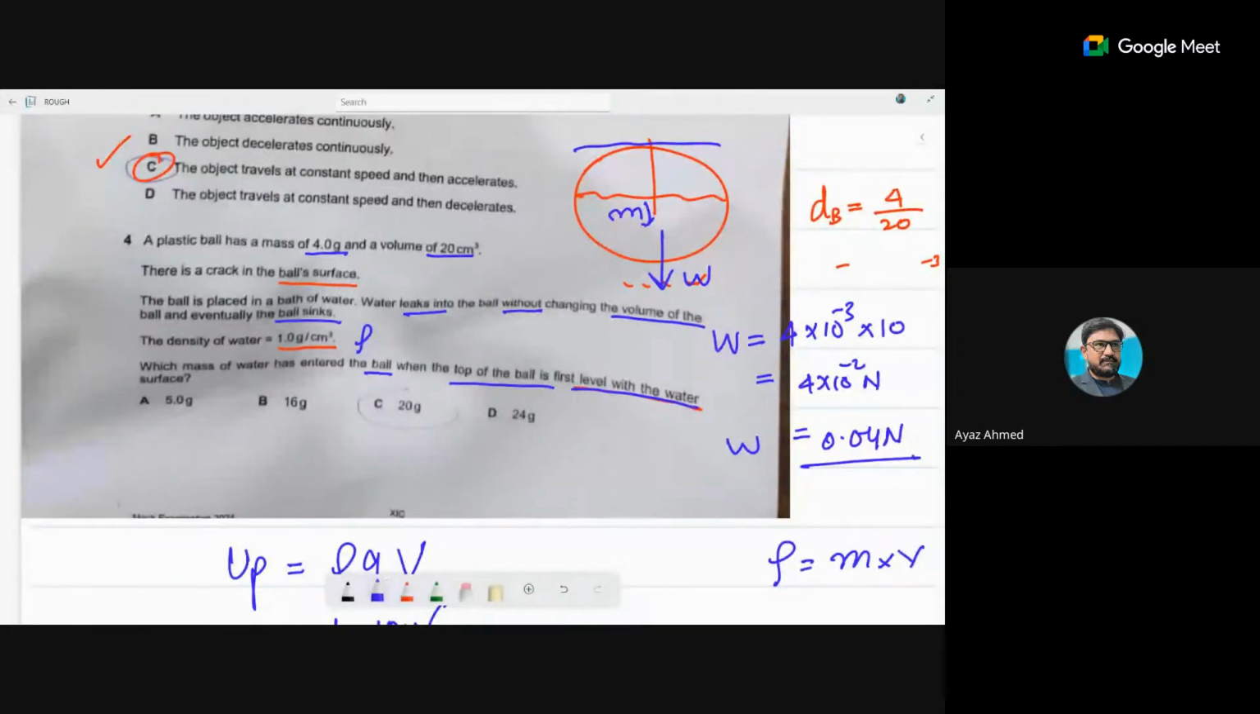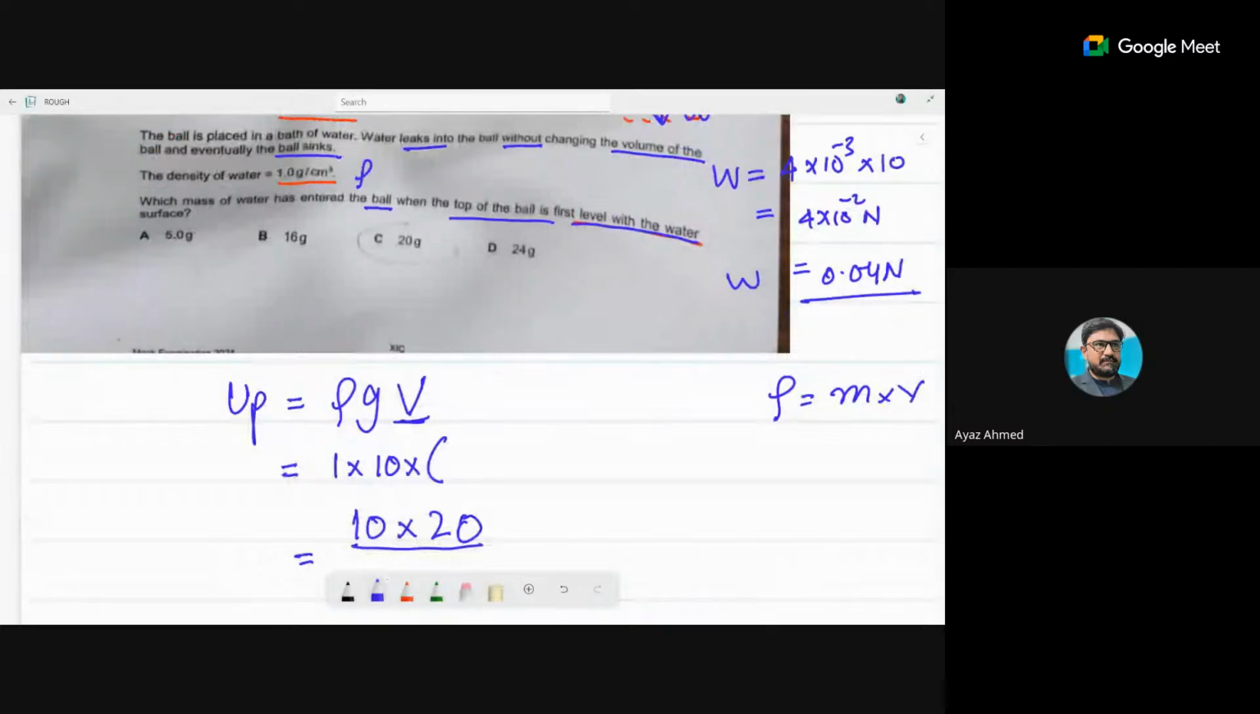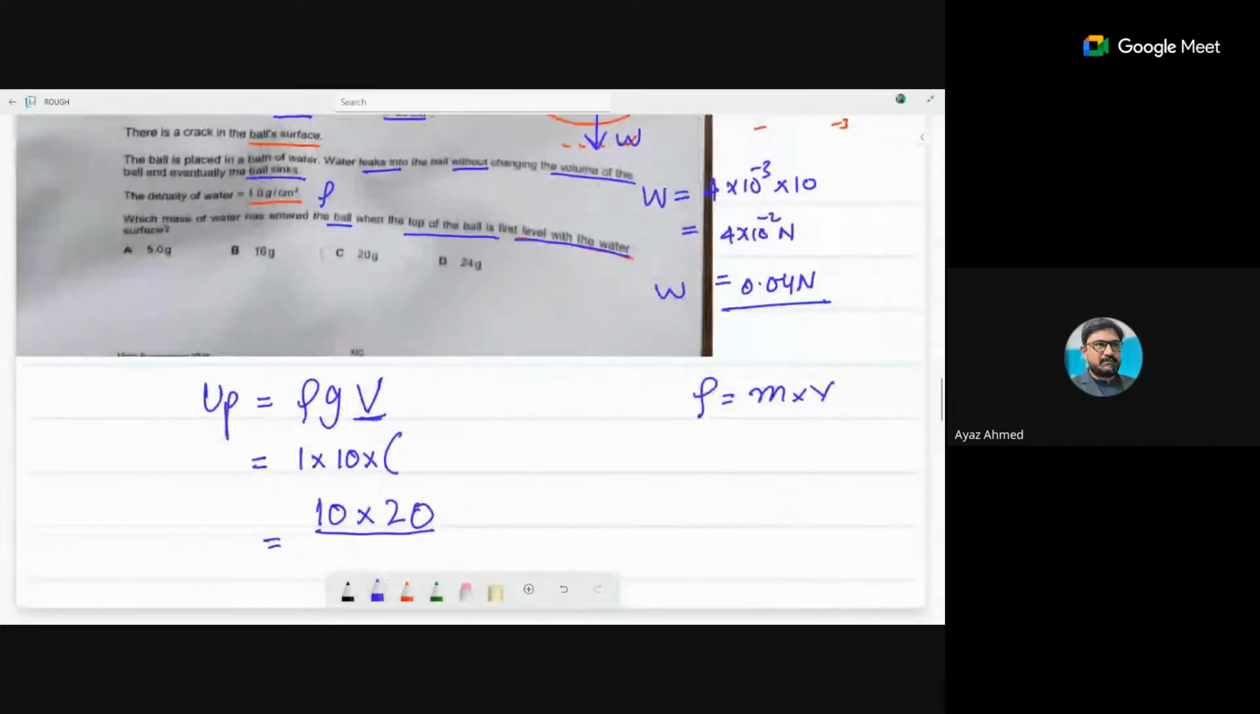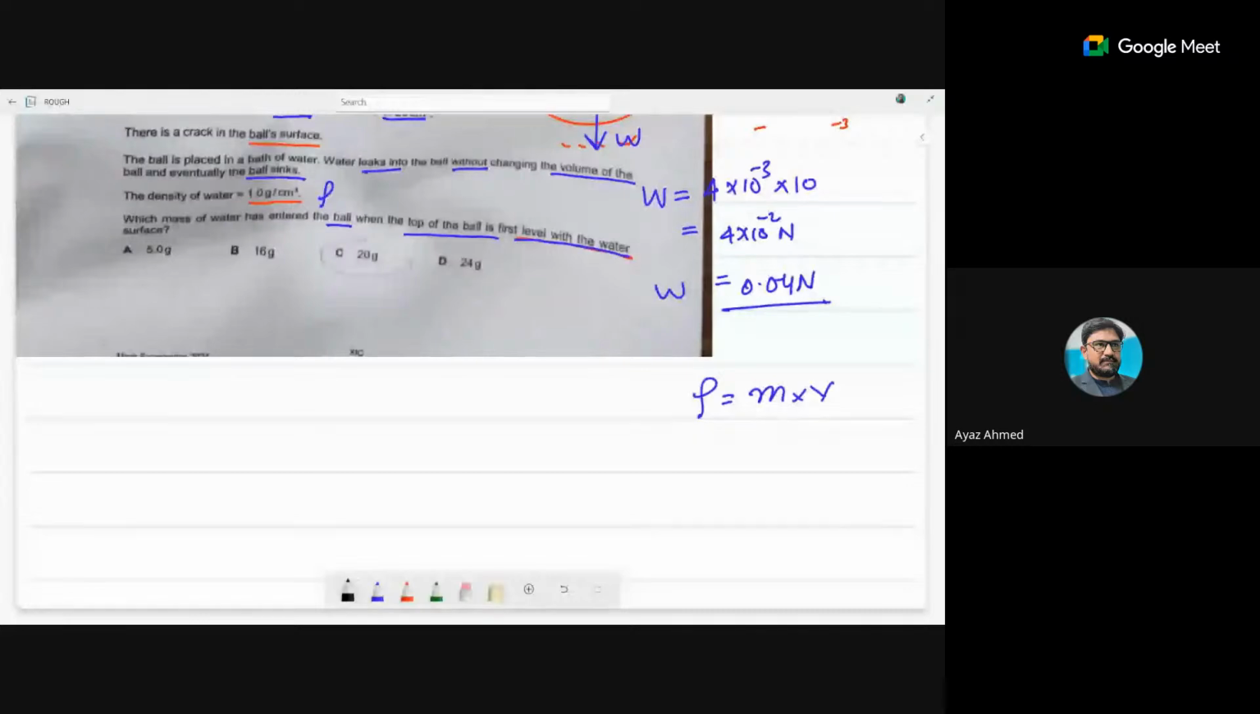So volume of the, here, what is the game in this question, man? Yes. Do you people have any idea about this question? How to solve that? I just thought upthrust is equal to rho. Yes. The ball was completely sunk, so all the air is replaced by water.